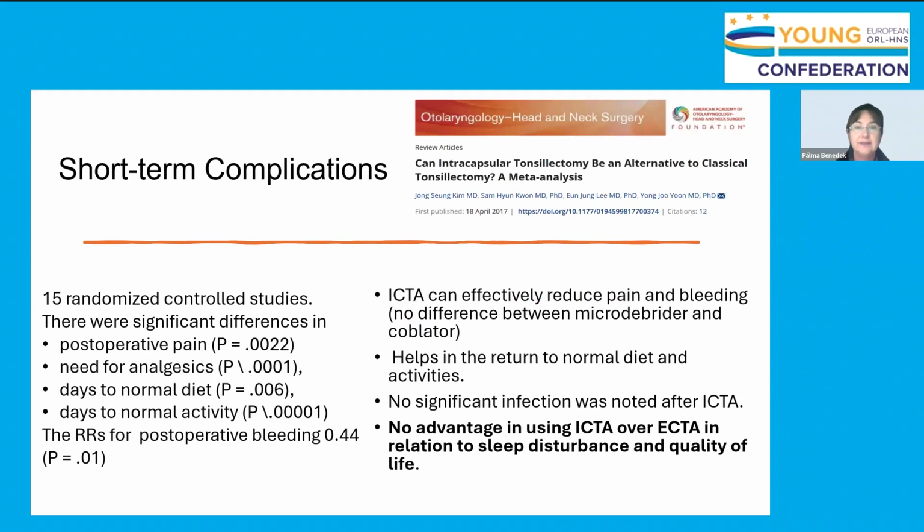In this meta-analysis, authors compared the short-term complications of the procedures. It contains 15 randomized controlled studies. The risk ratio for postoperative bleeding was 0.44, and they suggested that intracapsular tonsillectomy can effectively reduce pain and bleeding, and there was no difference between the techniques. It helps in the return to normal diet and activities. There was no significant infection after intracapsular tonsil surgery, and there was no advantage in using intracapsular versus extracapsular tonsillectomy in relation to sleep disturbance and quality of life.